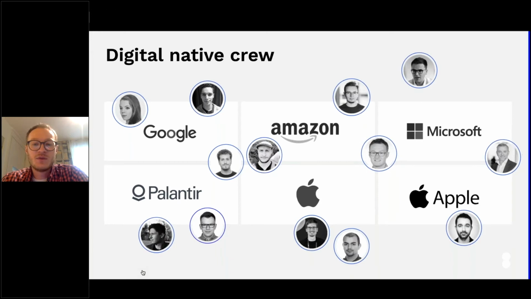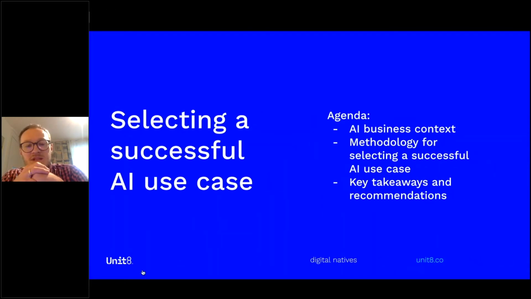Jumping straight to the topic of today, selecting a successful AI use case. So I'll be speaking about a few areas today. First of all, I wanted to give you some context around AI in the business domain, and to show you how profound the impact of AI is going to be in the next decade. After that, I'll be showing you some of the methodologies that we've been using, working with our customers to help them select the right AI projects.